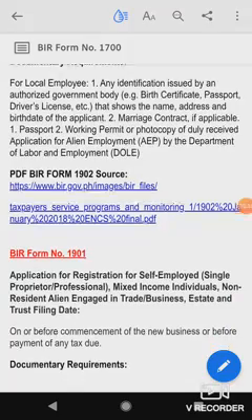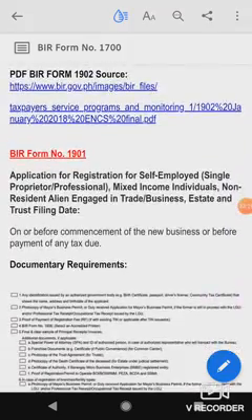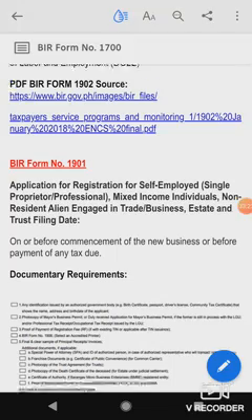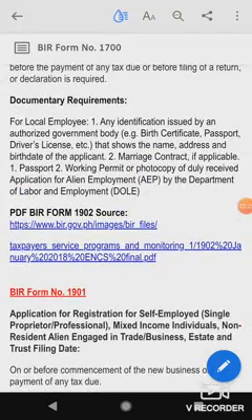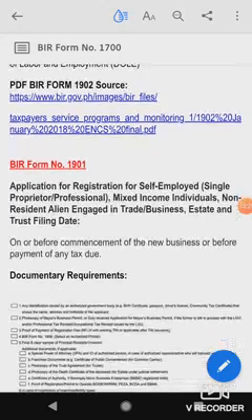We have the sources for this form. For manual filling up of this form, you can download the PDF version of 1902.